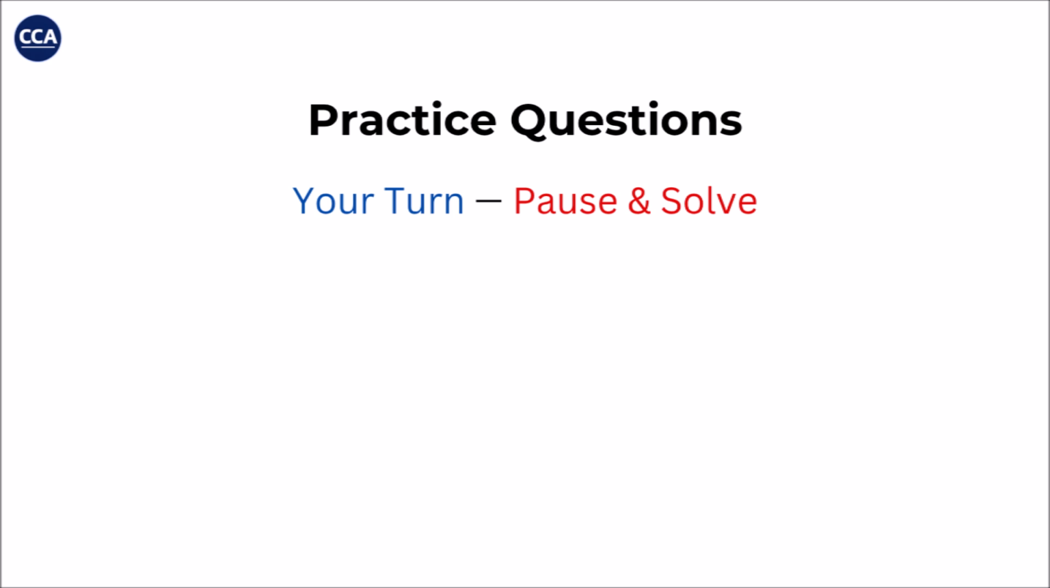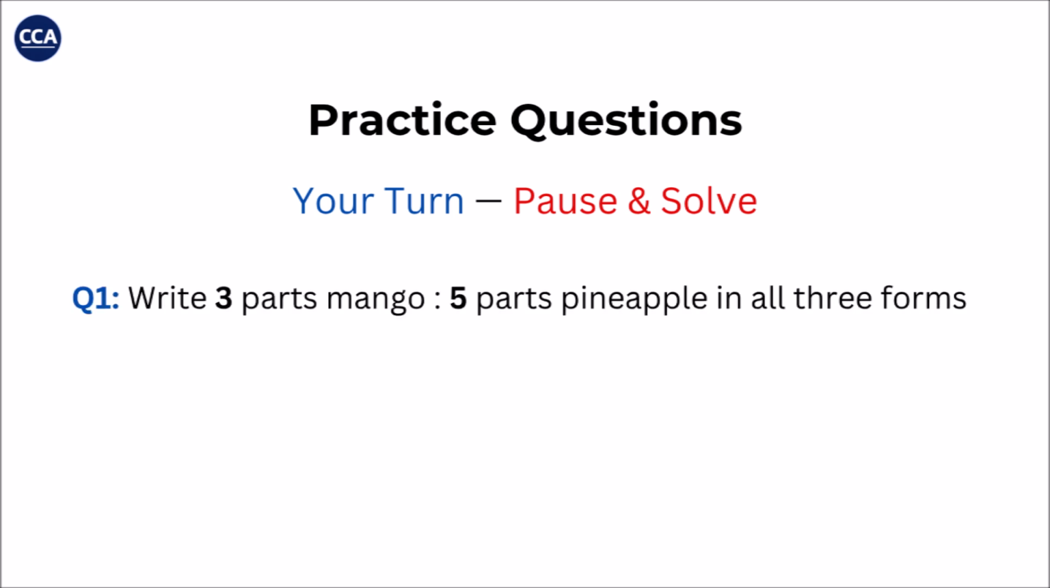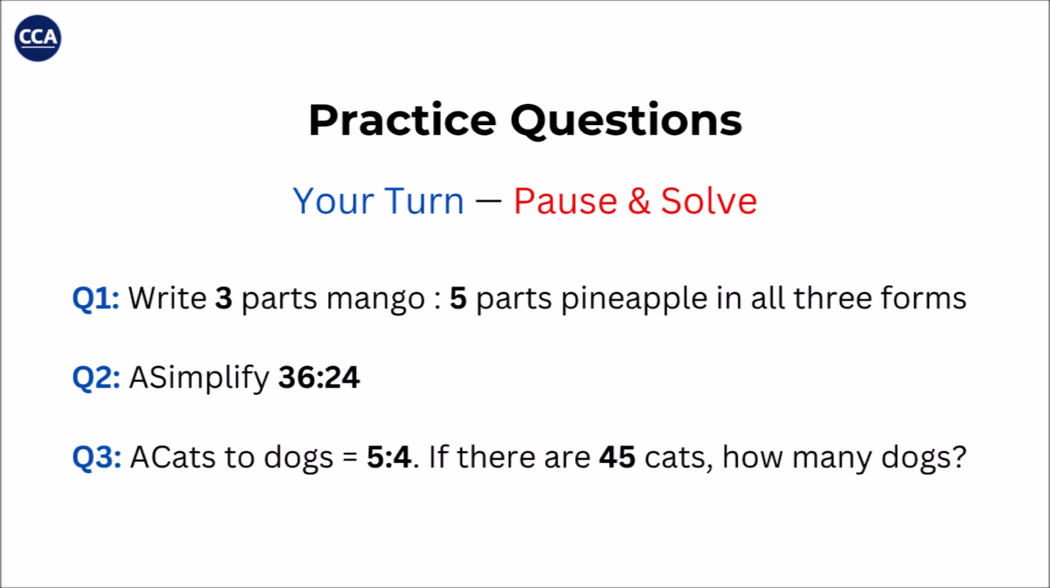Now, it's your turn. Pause and solve these. Question 1. A smoothie uses 3 parts mango and 5 parts pineapple. Write this ratio in all 3 forms, words, colon, and fraction. Question 2. Simplify the ratio, 36 to 24. Question 3. The ratio of cats to dogs in a shelter is 5 to 4. If there are 45 cats, how many dogs are there? Pause now.